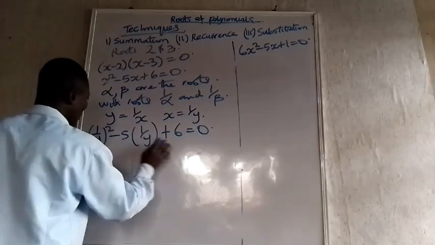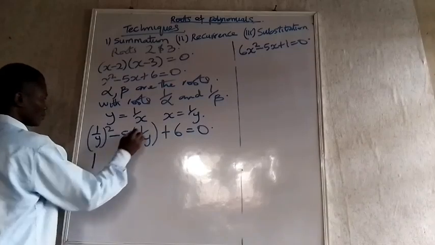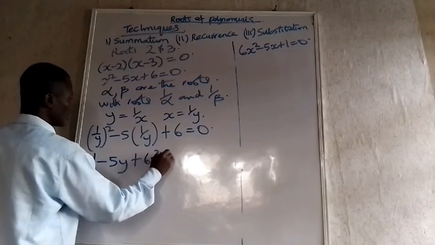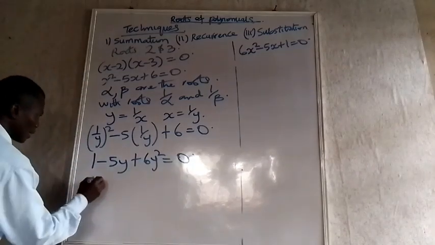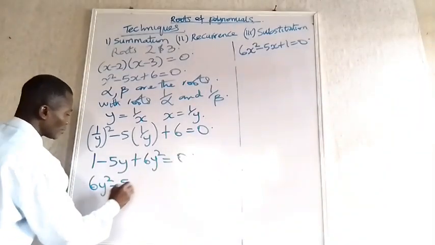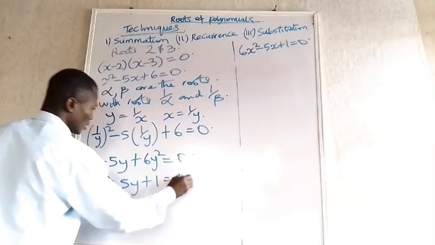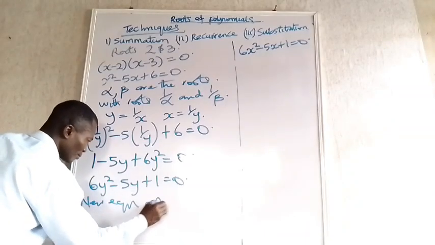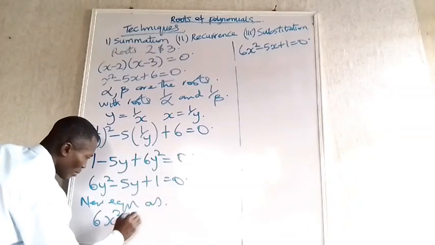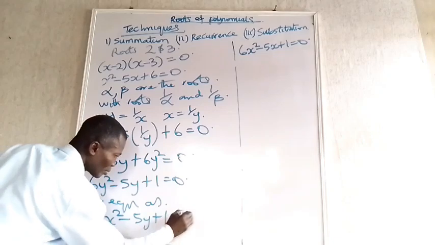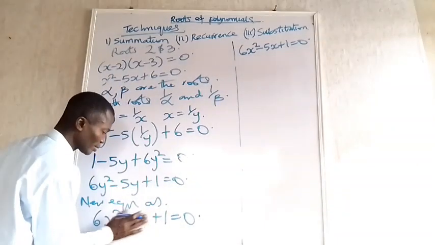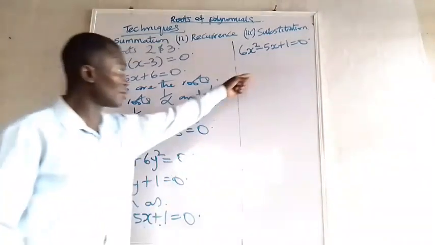From here, let me multiply 2 by y squared. So I'm going to have 1 minus 5y plus 6y squared equals 0. So I'm going to have 6y squared minus 5y plus 1 equals 0. So the new equation can be written as 6x squared minus 5x plus 1 equals 0. Oh, this one is x, sorry. So you can see the consistency now.